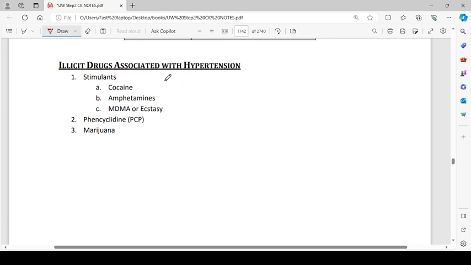Illicit drugs associated with hypertension. Firstly, the stimulants. Stimulants include cocaine, amphetamines, MDMA, or ecstasy. Then phencyclidine, that is PCP, and marijuana.